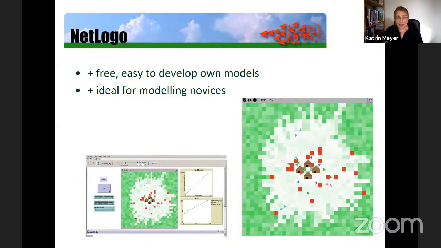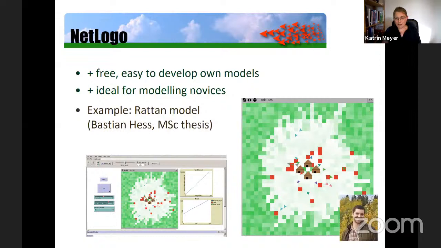And if you need a bit more input, we also offer here in Göttingen every year a free NetLogo course, and the next one is about to start next week. But you can also do that on your own. There are also excellent books. What you see here is an example, again from a master thesis from our group, by Bastian Hess, and that's a rattan model.